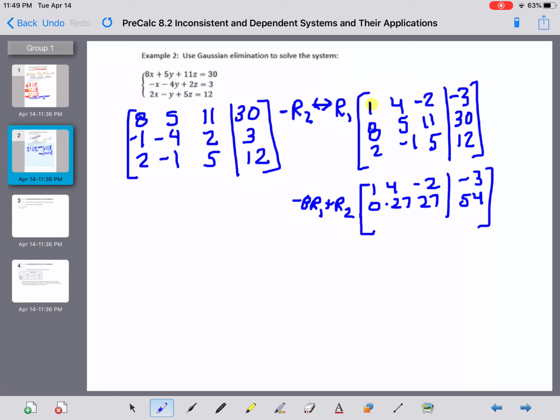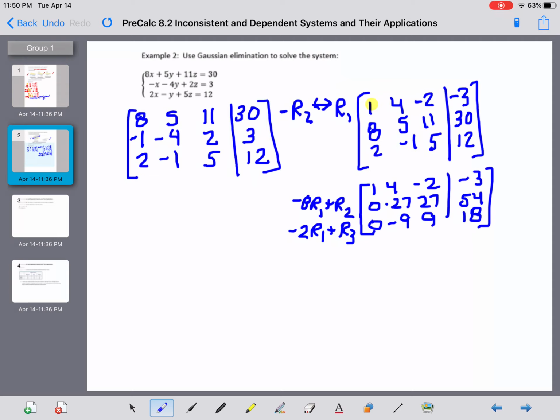All right, and now I would also like a 0 on the bottom row. So I'm going to multiply row 1 times -2, and add it to row 3 this time. When I'm working the first column, I want to work with the first row in my multiplications. So -2 times 1 is -2 plus 2 makes 0 underneath it. -2 times 4 is -8 plus -1 makes -9. -2 times -2 is +4 plus 5 is +9. -2 times -3 is +6 plus 12 makes 18.